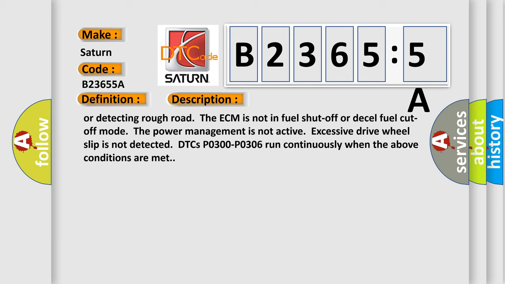This diagnostic error occurs most often in these cases. The ECM is detecting a crankshaft rotation speed variation indicating a misfire sufficient to cause emission or catalytic converter damaging levels to exceed mandated standards.